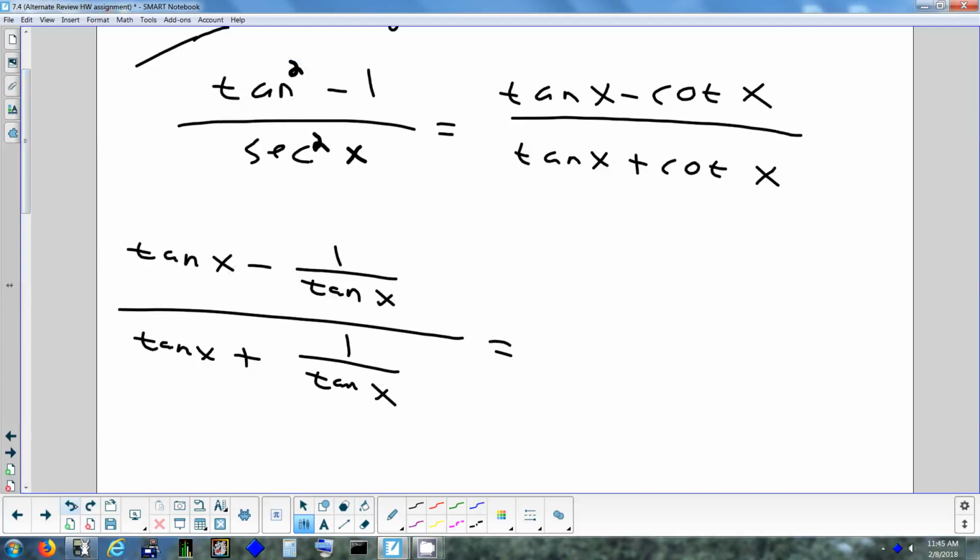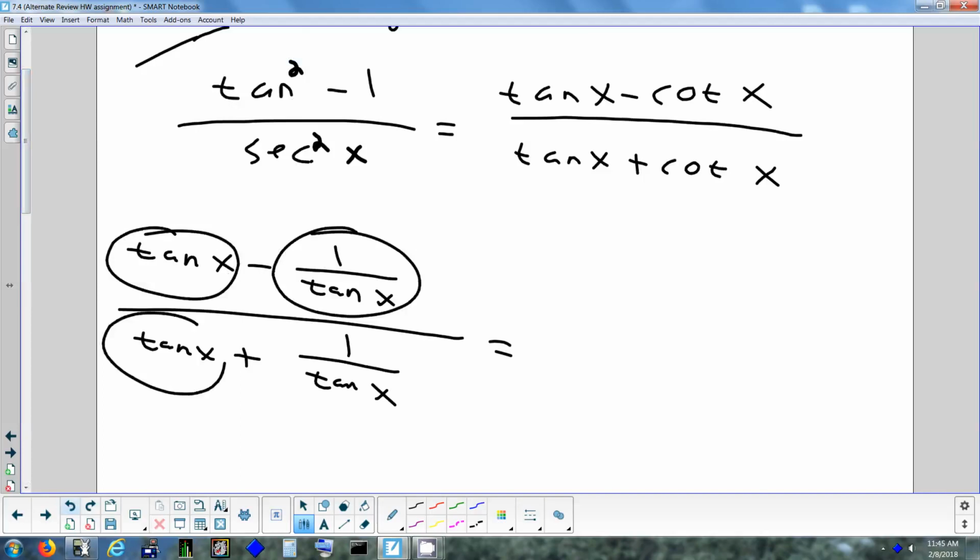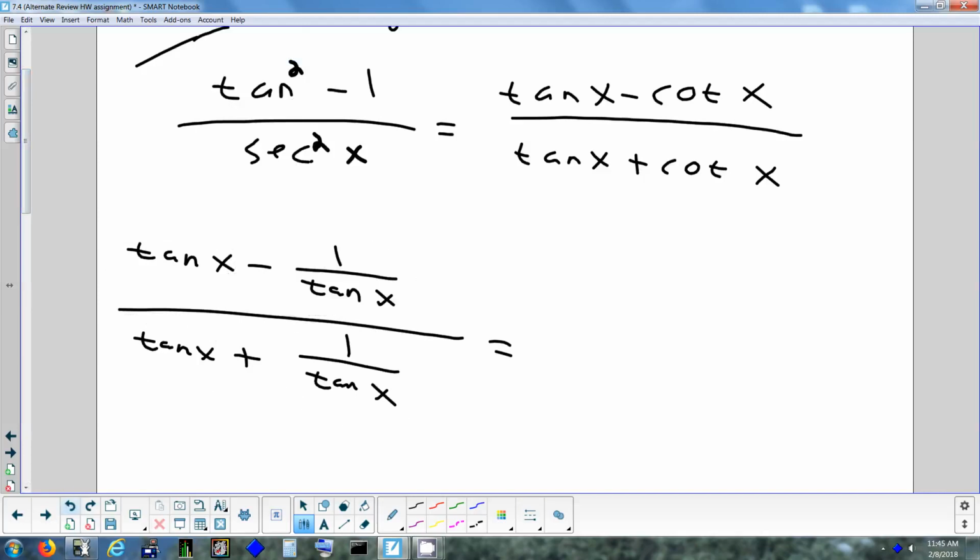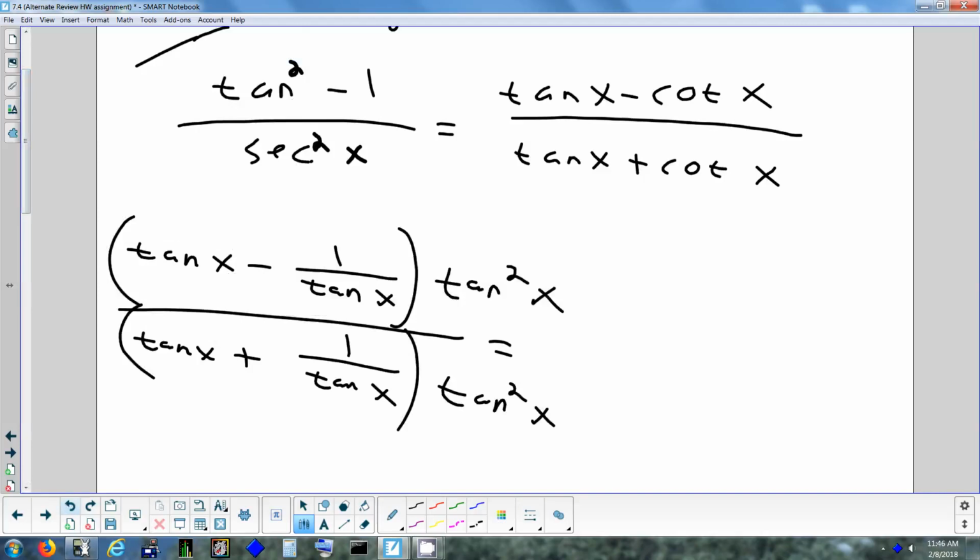Multiply it by tangent. Now, if you multiply that by tangent, you can't just do it there. You have to do it here, here, and here. And let's hope that by doing it everywhere, something nice ends up happening. Okay, let's multiply top by tangent and the bottom by tangent.